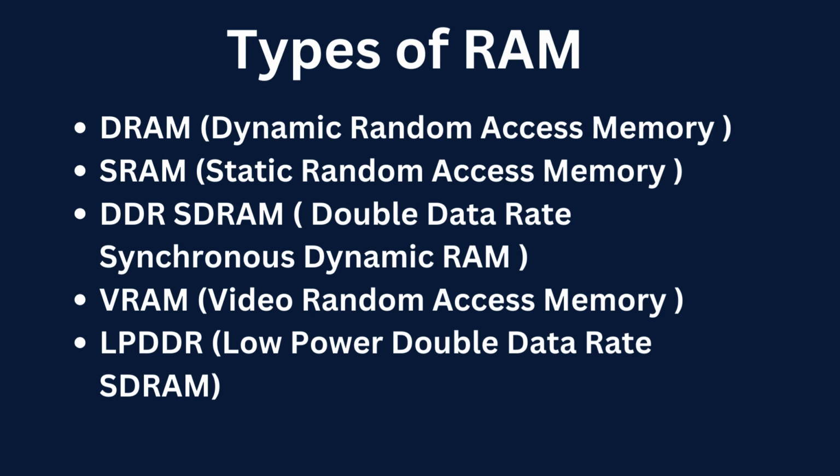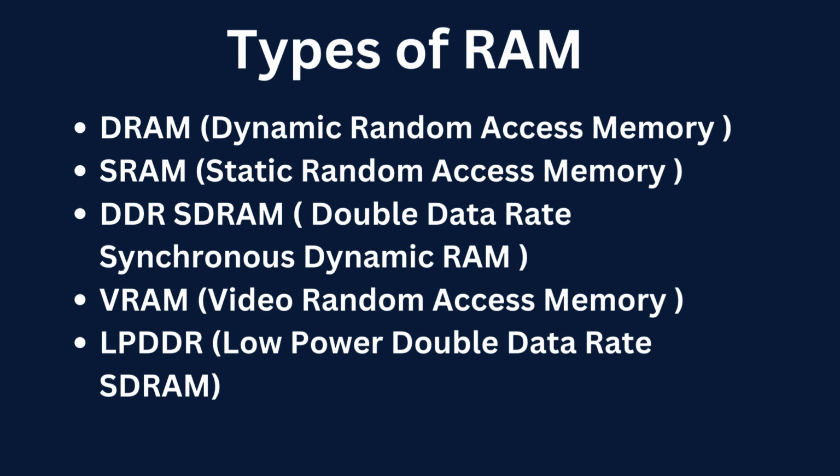DDR-SDRAM, Double Data Rate Synchronous Dynamic RAM, is an evolution of Synchronous Dynamic RAM, SDRAM. It transfers data on both the rising and falling edges of the clock cycle, effectively doubling the data transfer rate. DDR-SDRAM is like having a large, faster whiteboard where you can write and organize more information at a quicker pace. Each new generation of DDR-SDRAM, like DDR2, DDR3, DDR4, and DDR5, offers increased speeds and efficiency compared to the previous one.